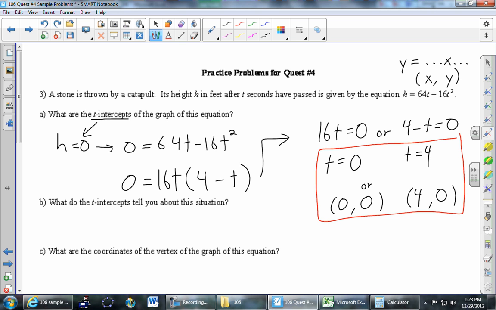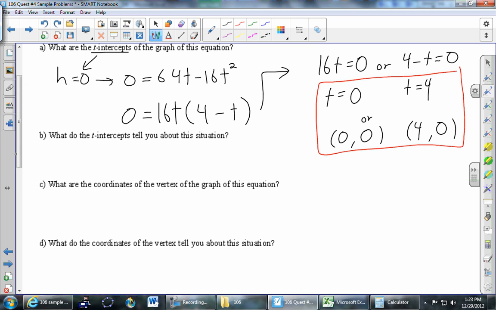Part B, what do the t-intercepts tell you about this situation? Well, at the t-intercepts, the height is 0. And if the height is 0, that means the stone is actually on the ground. It's not up in the air. So the 0 and the 4 for t tell you how many seconds it takes for the object to be on the ground. So we can say the stone is on the ground at t equals 0 and t equals 4.